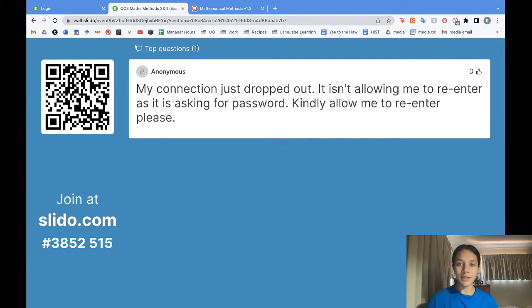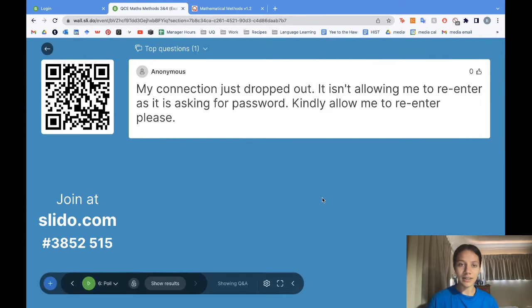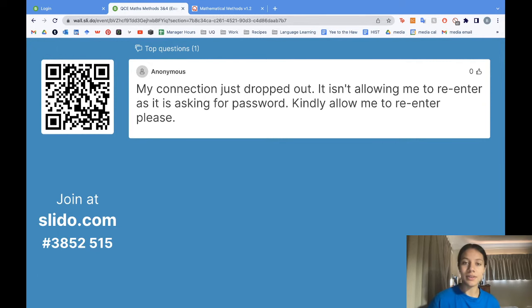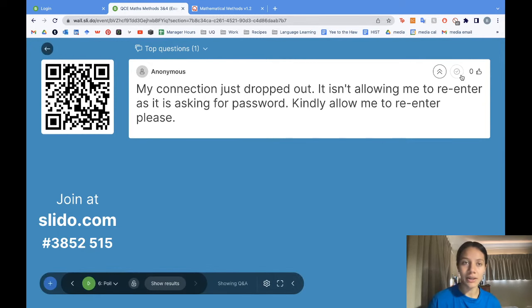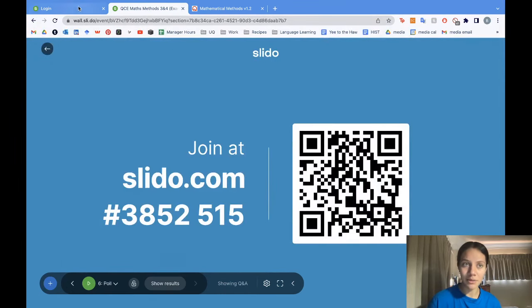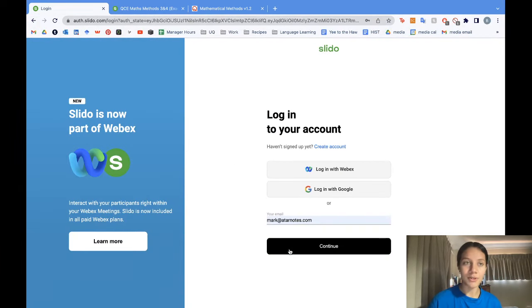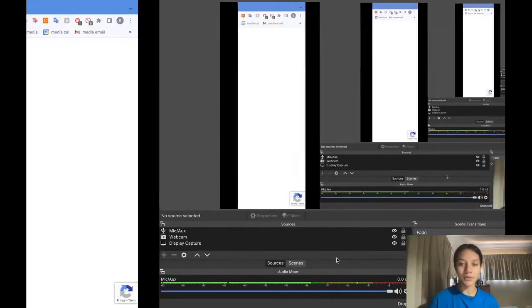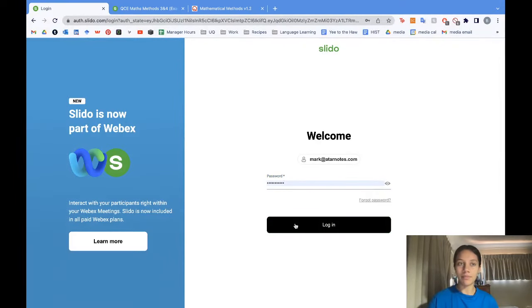My connection just dropped out. It isn't allowing me to re-enter as it is asking for password. Kindly allow me to re-enter, please. Oh, hopefully our admin team will be able to sort that out. I'm not sure why it won't be letting you back in. Just want to check. Yeah, our stream's still all good. But hopefully you'll be back onto the stream soon.